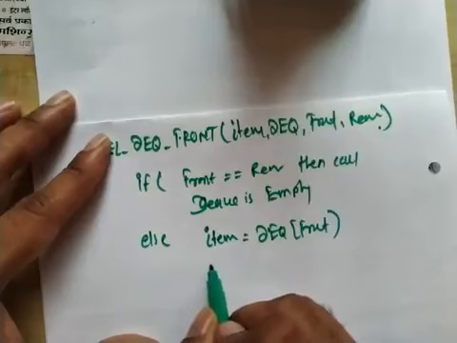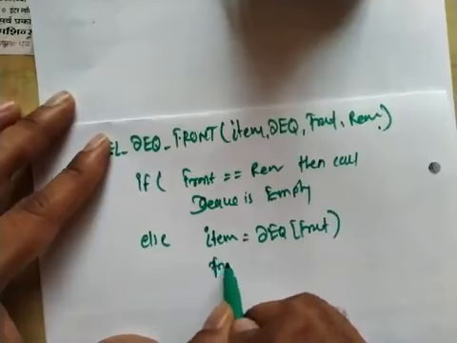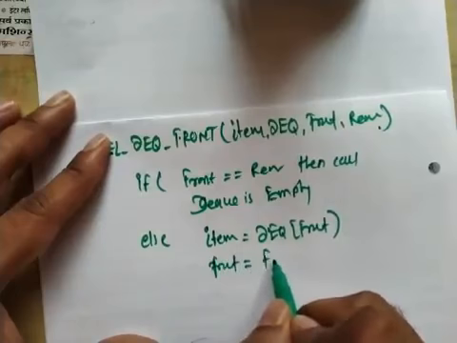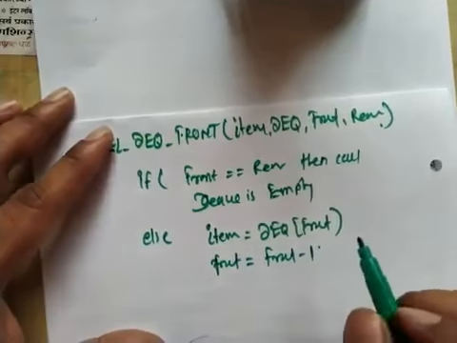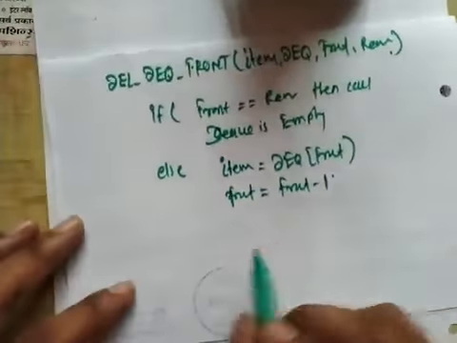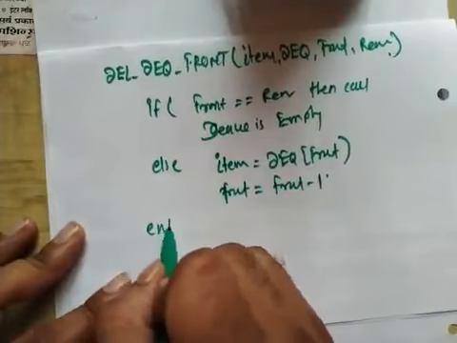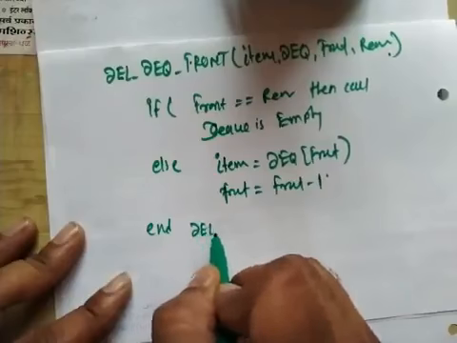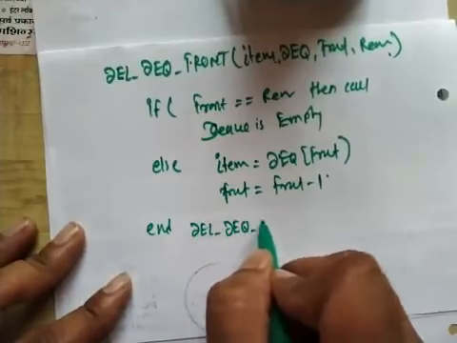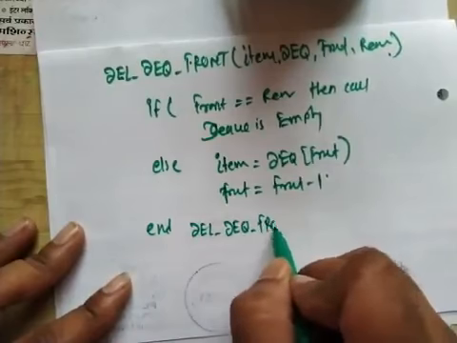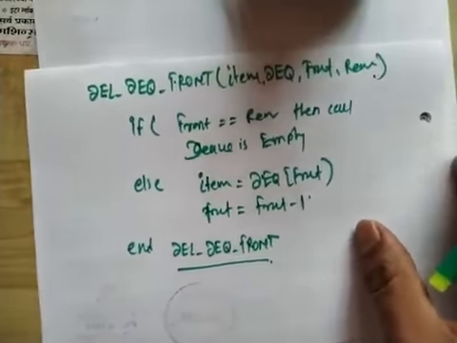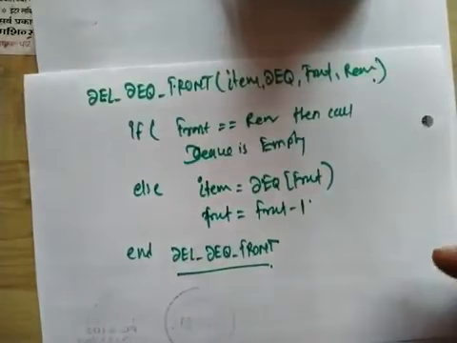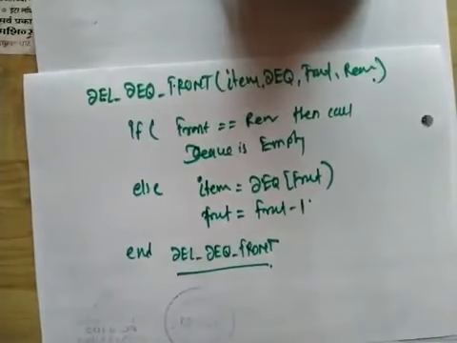And then simply say front is equal to front minus 1. The last line is end of delete dq from front end. So this is the algorithm for the double-ended queue. Okay, thank you very much.